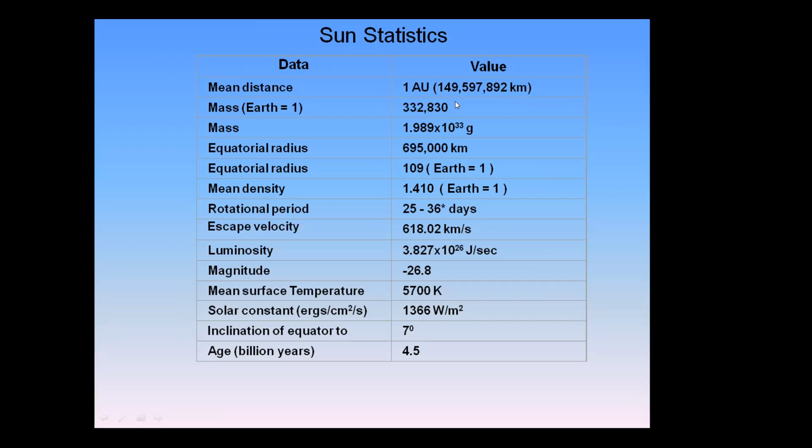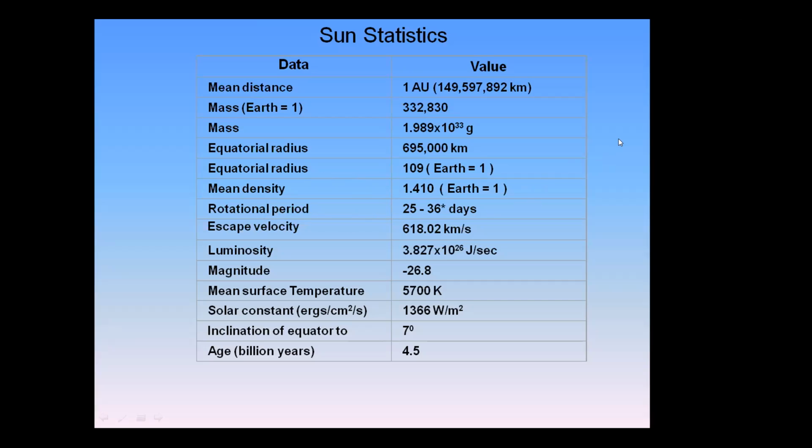And if you take the mass with respect to the Earth, it is this much of mass, right? And then the mass in grams, it is about 10 to the power 33 grams. Equatorial radius, 695,000 kilometers. In terms of Earth radius, that is 109 times Earth. Mean density 1.4, that is if you take it in terms of Earth again.